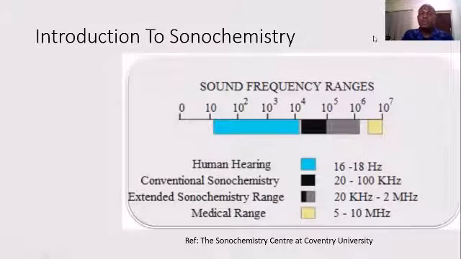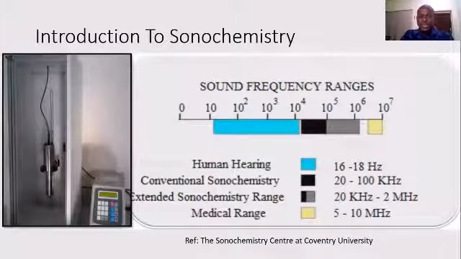Basically, when we talk about sonochemistry, what is sonochemistry? What is the sonochemical method? Ultrasound generally exists in the sound frequency. We all know what sound is. Between 16 to 18 hertz is the normal sound that human beings can hear. And conventional sonochemistry is sound between 20 to 100 kilohertz. This is a frequency much lower than the frequency in the medical range.